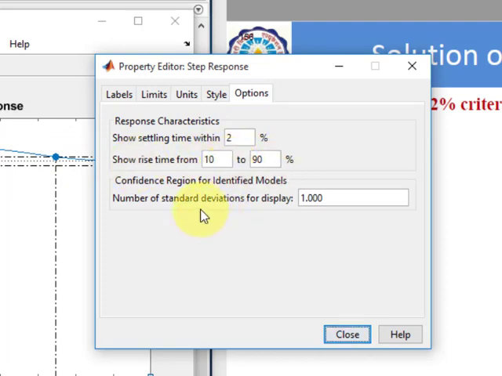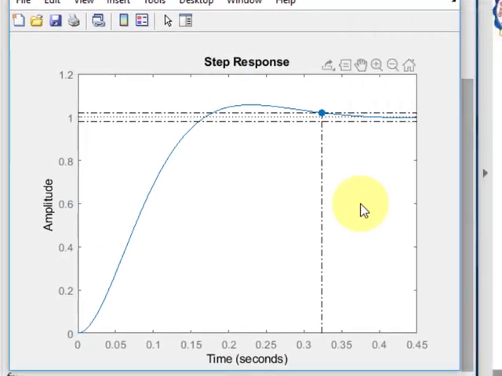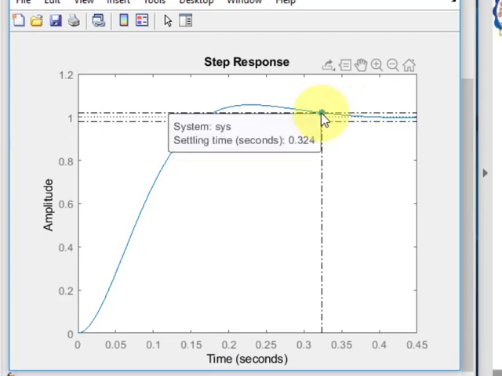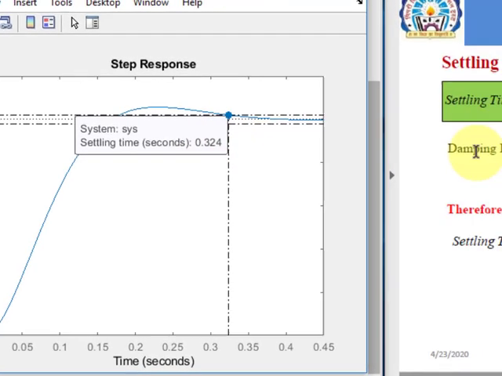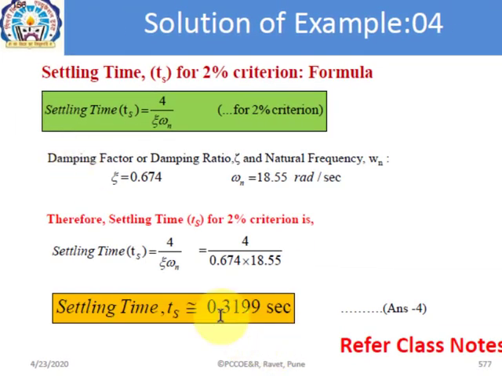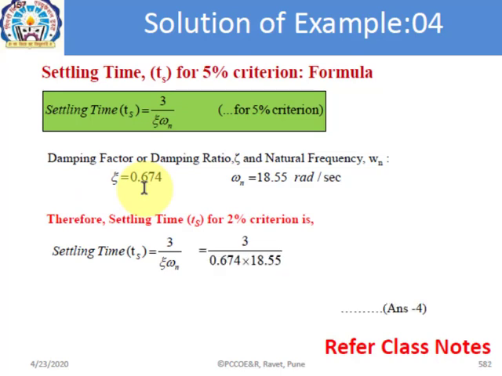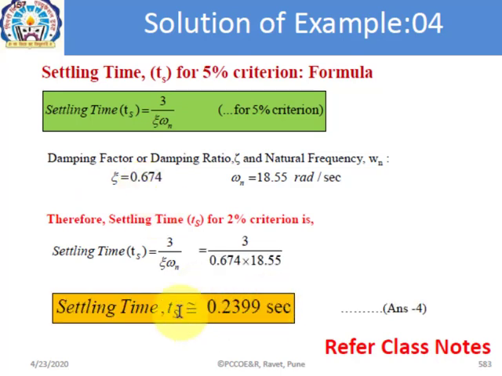And the step input is the unit step function here. If you want to check the settling time for 5%, just change this value from 2% to 5%, that's all. Whatever we have here for the 2% tolerance band, let us check the settling time, which is 0.324 seconds, and here what we have calculated is 0.3199 seconds. So it's almost the same for 2%. For 5%, you do this as an exercise and check whether you get the same settling time in MATLAB.